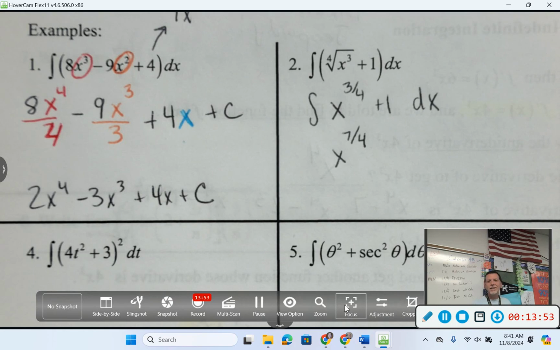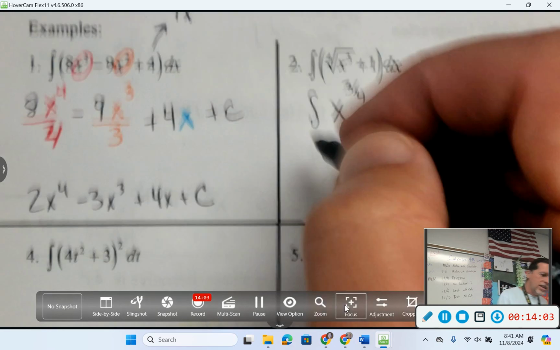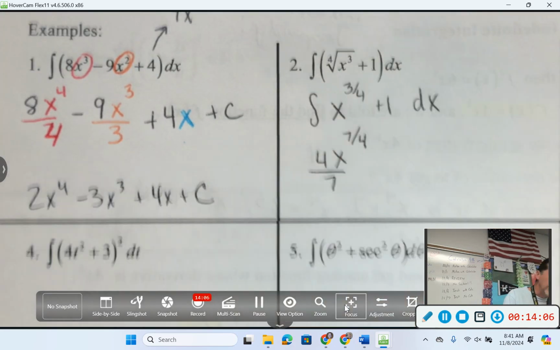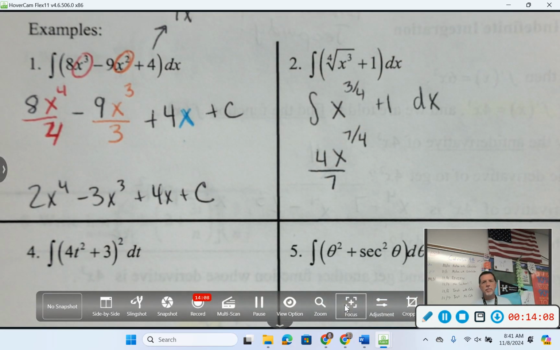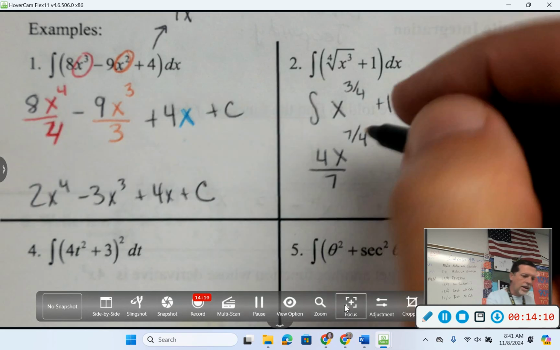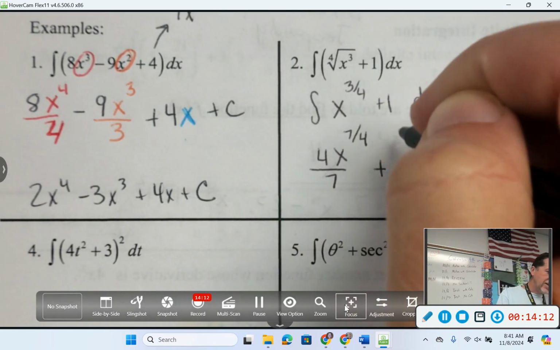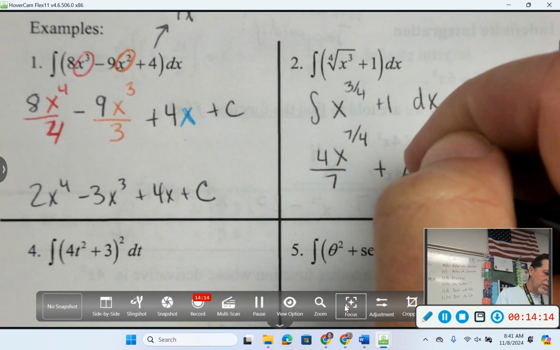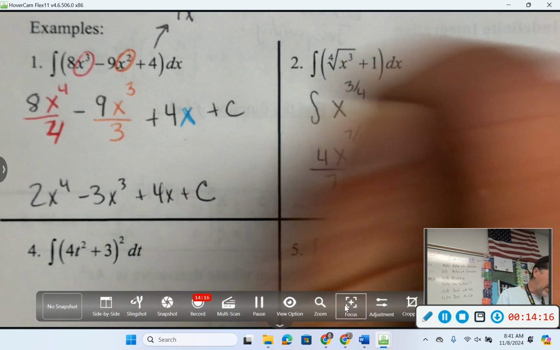Okay, so I could divide by 7/4, but there's an easier way to divide by 7/4. Multiply by 4/7. I saved myself a little bit of a step there. And then how about the antiderivative of 1? 1x plus c.